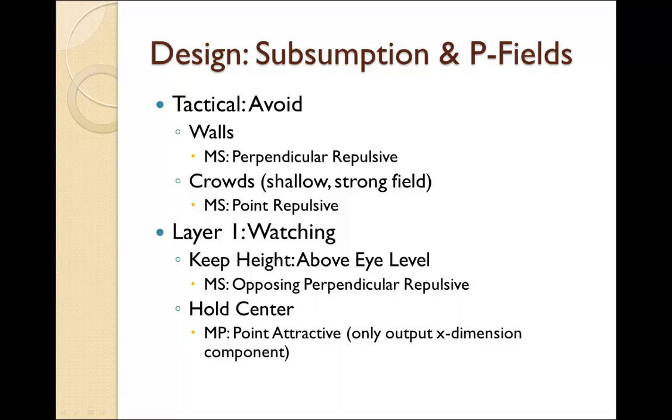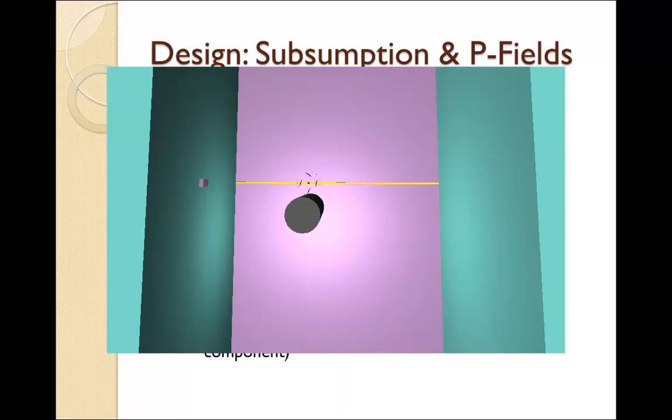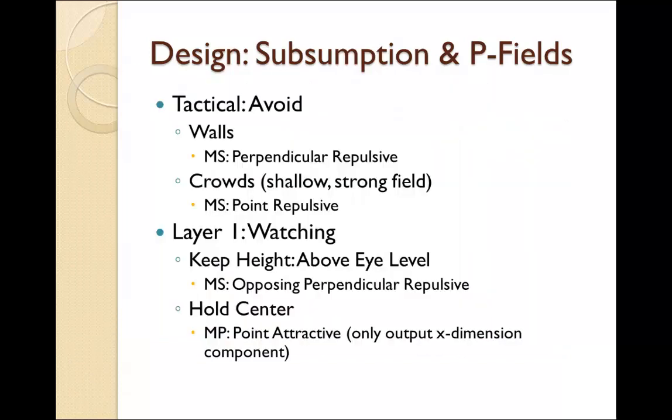Our design uses a combination of subsumption and potential fields, with one tactical avoid behavior. This behavior adds repulsive fields perpendicular to walls, and from the surface of crowds, which is a shallow but strong field, to avoid having the UAV knocked out of service entirely if the crowd is stubborn.